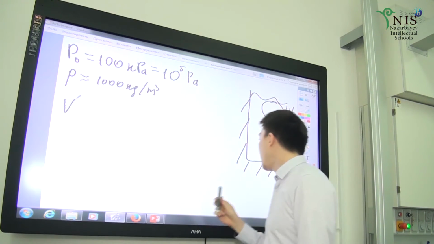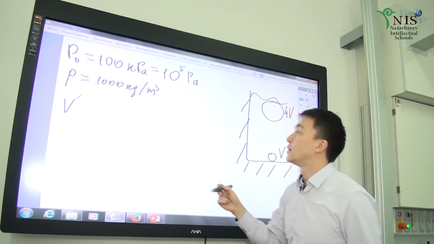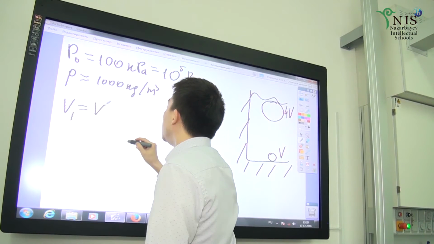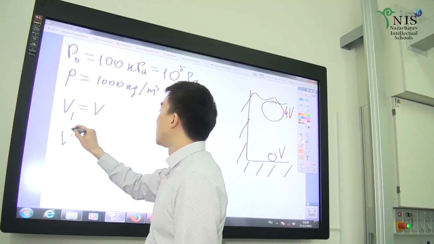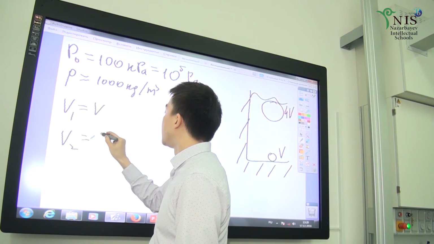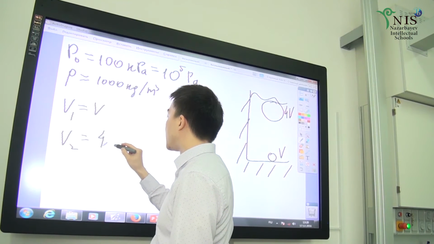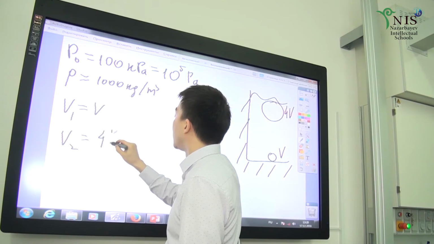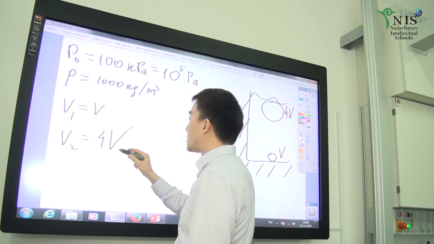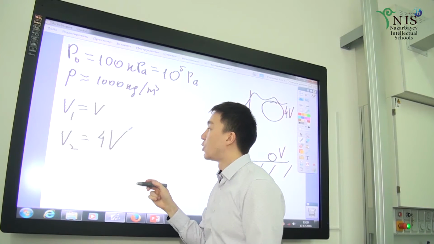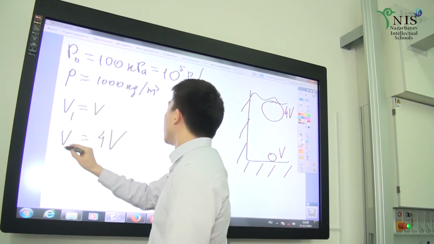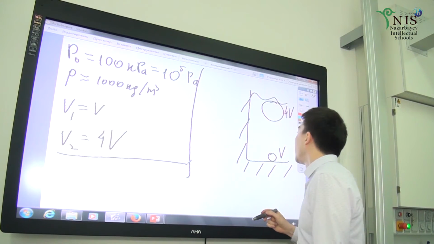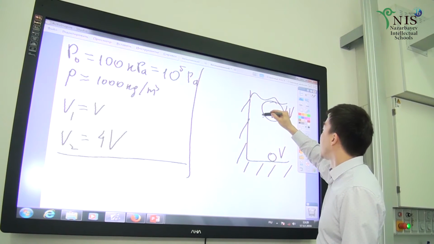Volume of the air bubble at the bottom of the lake is equal to its initial volume, V1, and volume V2 is equal to the increased volume at the top of the lake. It increased 4 times according to our problem. And our task is to identify the depth of the lake.